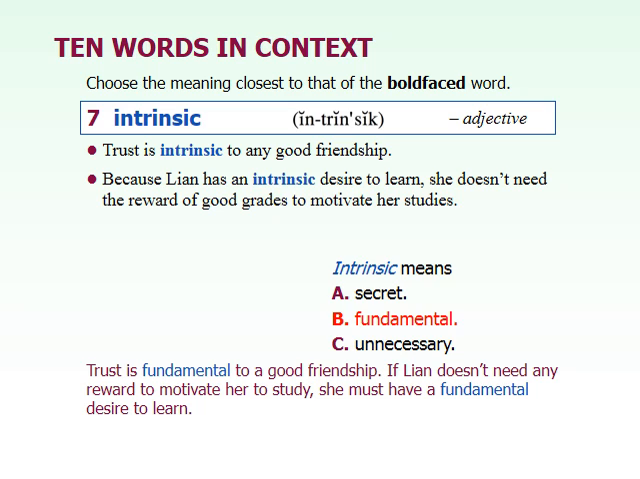So for example, it's saying trust is intrinsic to any good friendship. So inside of any good friendship, you have to have trust. If you don't have that trust, the friendship is not going to be a good friendship. It'll be some other kind of friendship. But in this sense, it's inside, it's fundamental, that without it, the friendship in this case would change or be different.